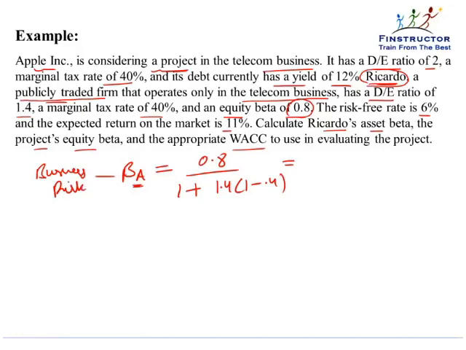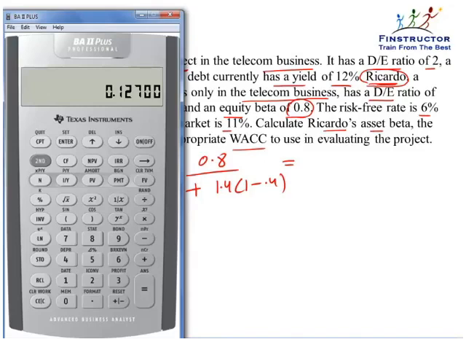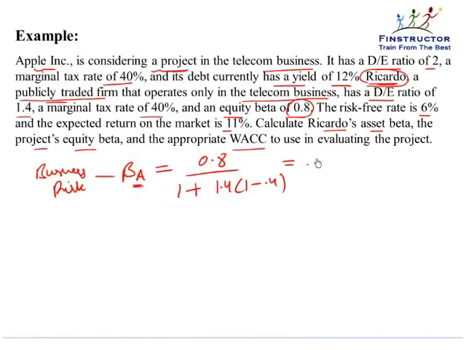Let's do it on the calculator. So 1.4 into 0.6 plus 1 is 1.84. We'll store this in the memory register 1, and then 0.8 divided by recall 1 will be 0.4347. So the business risk, or the asset beta, is 0.4347.